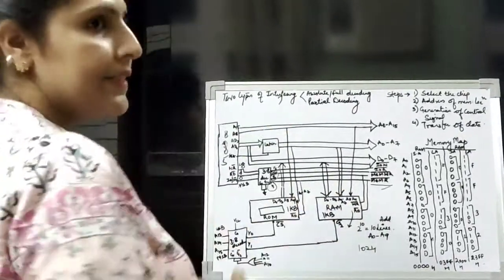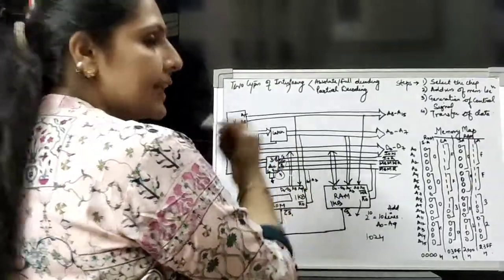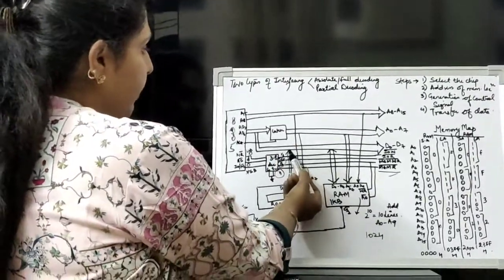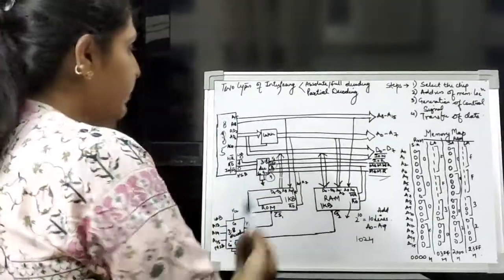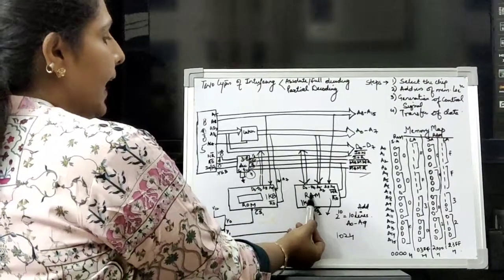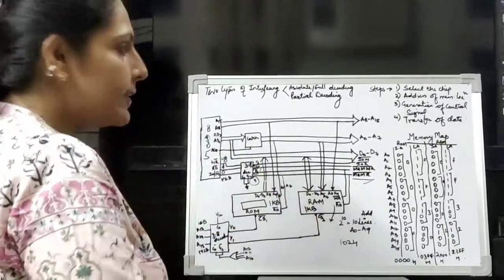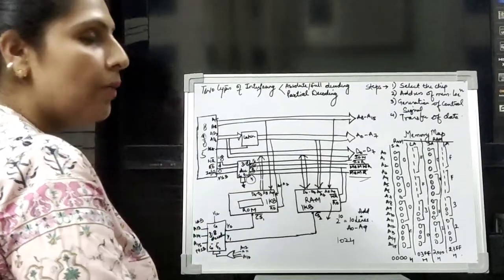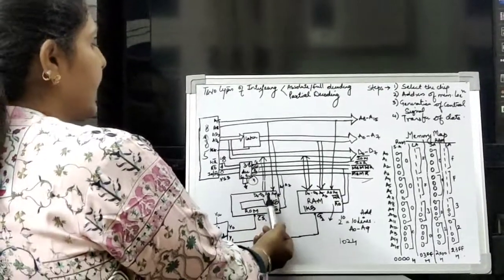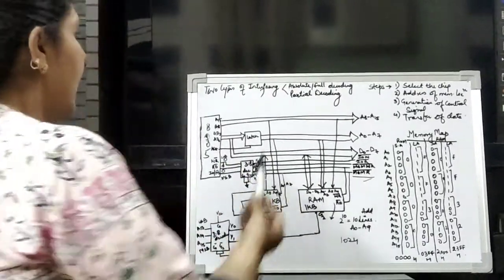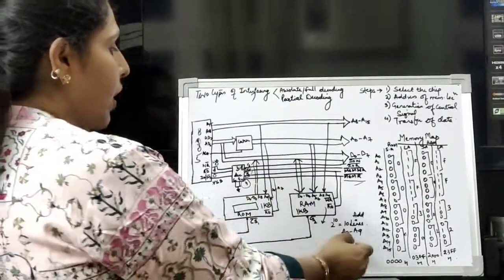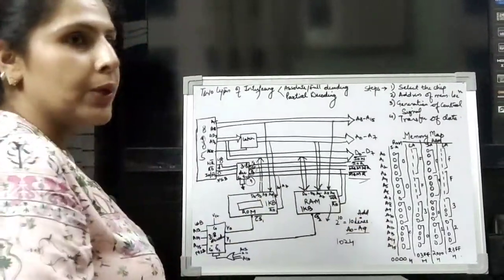So here comes the interfacing. Now we'll start with ROM. We will dedicate our data bus with the ROM here. In the RAM, we will dedicate our data bus bidirectionally, but for the ROM, we will dedicate our data bus unidirectionally. Next is address. The address lines are from A0 to A9.